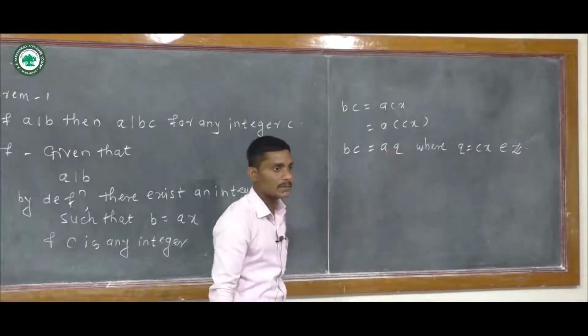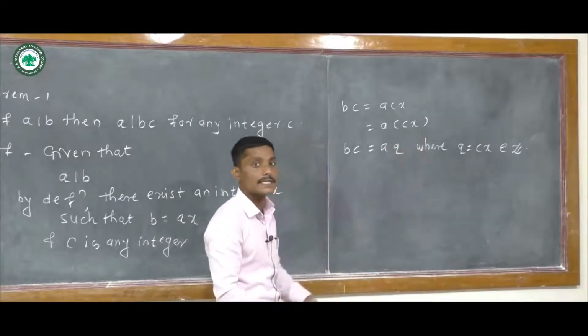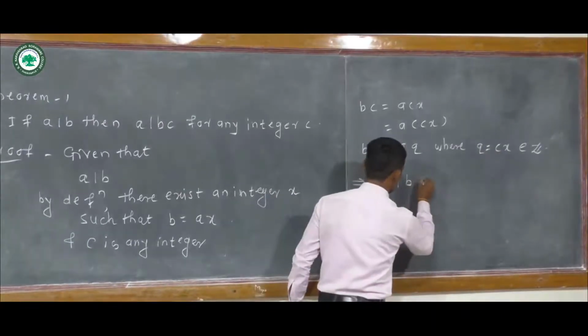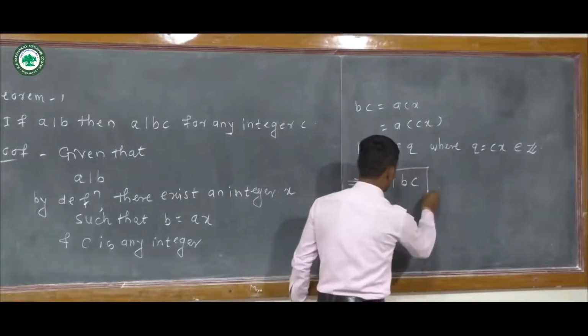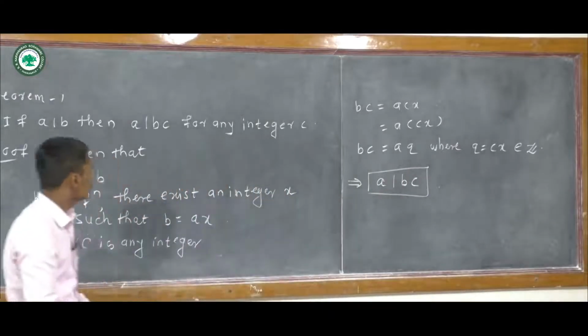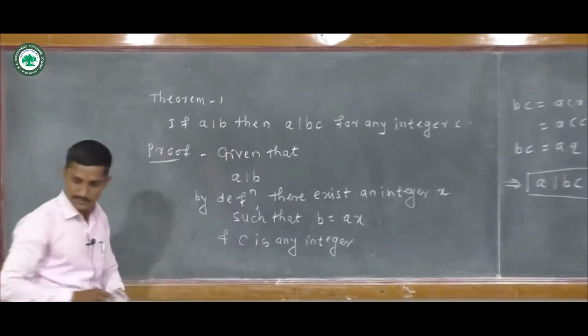By definition of divisibility, if we remove q, then it can be symbolically denoted by a divides bc. Hence the proof. Now we prove theorem second.